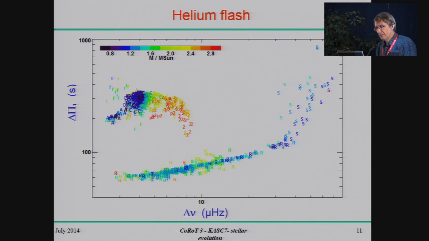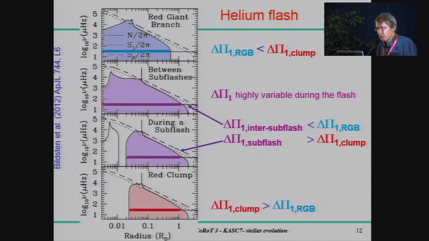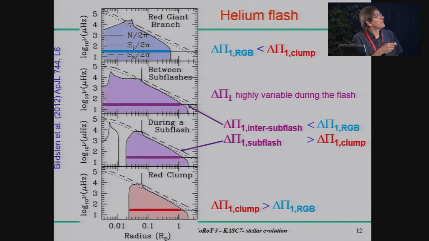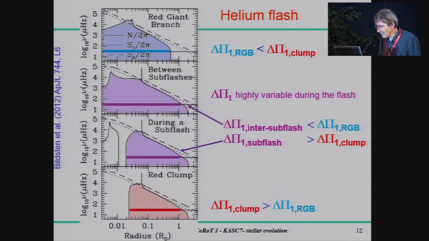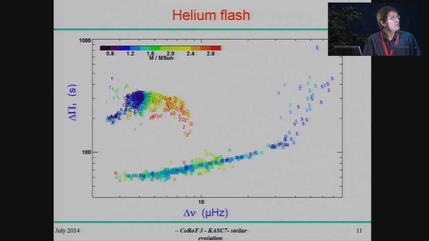According to what we know, these are stars undergoing the fusion of helium in explosive condition, as was predicted by Wilson et al. You have here the Brunt-Väisälä cavity, highlighted in red for a clump star, in blue for RGB stars, and you see that the value of the period spacing is inversely proportional to the size of the cavity. And during a subflash or between subflashes, this cavity is smaller or bigger, so with bigger or smaller period spacing value. This explains the spread of the value here.